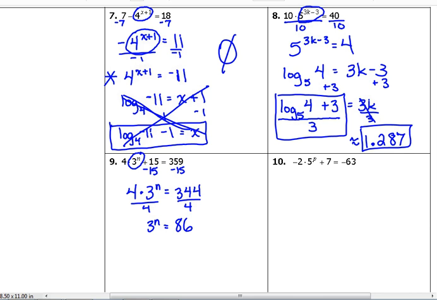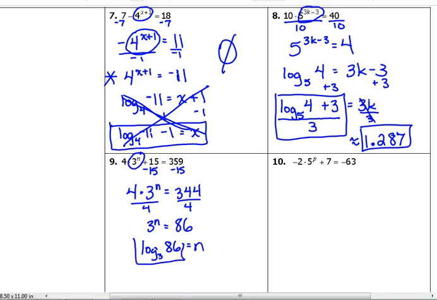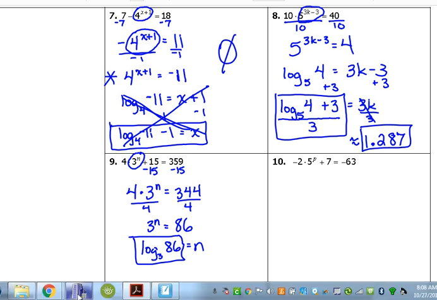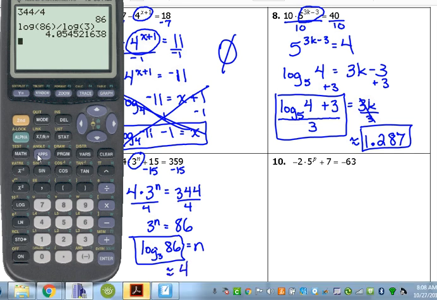Okay. 3 and 86. We cannot write 86 so that it has base 3, so we got to go to log form. Log base 3 of 86 equals n. That's our exact answer. Let's get an approximate answer. Log of 86 divided by the log of 3. Approximately 4.055.